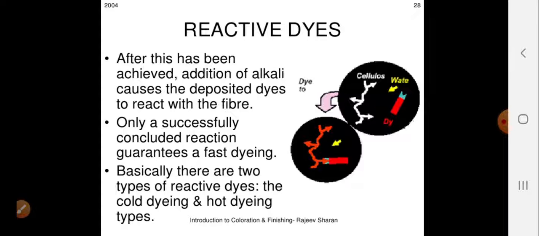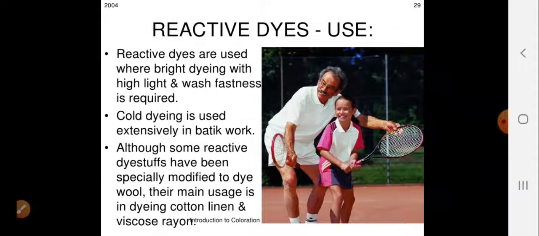There are two types of reactive dyes, the cold dyeing and hot dyeing types. Reactive dyes are used where bright dyeing with high light and wash fastness is required. So when bright color and light and wash fastness is required, at that time reactive dyes are used. Cold dyeing is used extensively in batik work, an Indonesian type of dyeing technique. Although some reactive dyestuffs have been specially modified to dye wool, their main usage is in dyeing cotton, linen, and viscose rayon.